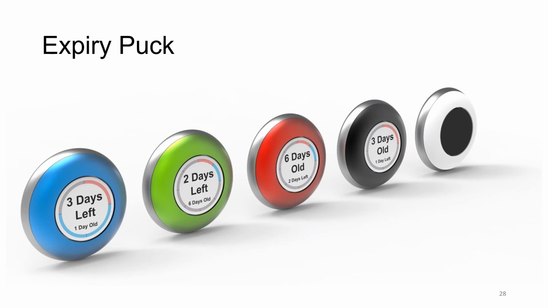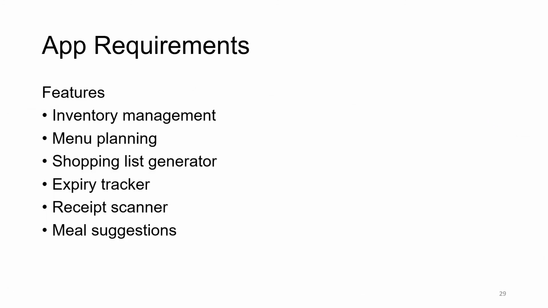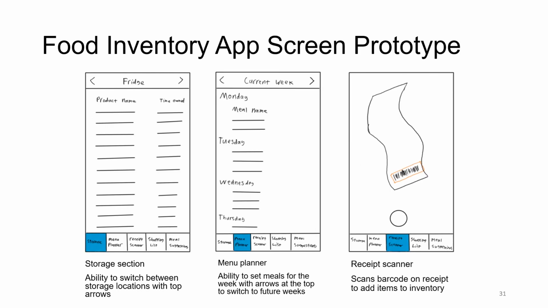App requirements. The features for my app should be an inventory management, menu planning, shopping list generator, expiry tracker, receipt scanner, and meal suggestions. My first iteration for the screen: the one on the left is for the storage, the one in the middle is for a menu planner, and the one on the right is for a receipt scanner.